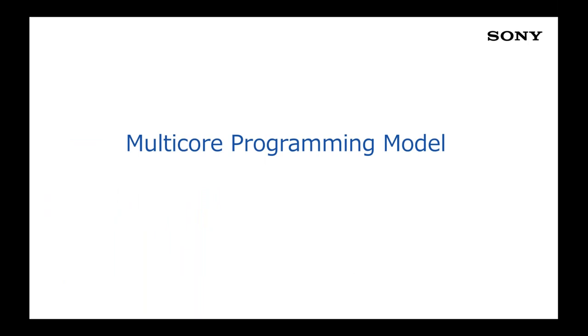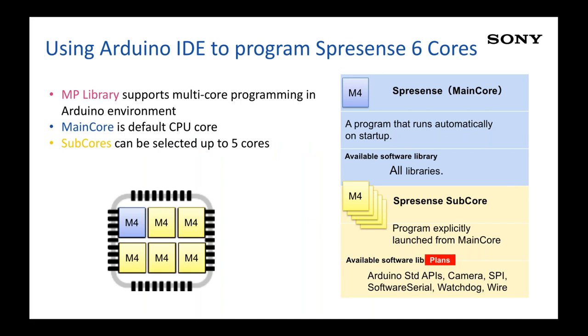And now this is another thing that I would like to talk about: multi-core programming is powerful. We know a lot of people are using Arduino IDE, and what we did is make it easy to do multi-core programming with Arduino IDE. Here is a quick overview of what's happening. We have six ARM cores, but keep in mind there is always one main core, and then I have five sub-cores that I can use. The main core is in blue, and the sub-cores are in yellow.